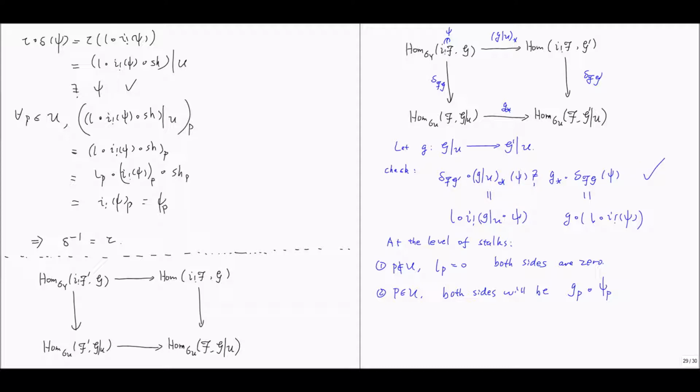The verification of this guy is similar. At the level of stalks, we only need to check one case, because here it is an O_U module over the open subset U. So there will be only one case for the commutativity of this diagram. So we will skip this part and complete the proof.